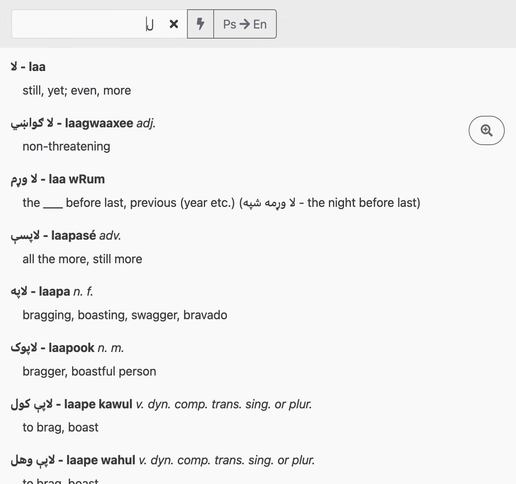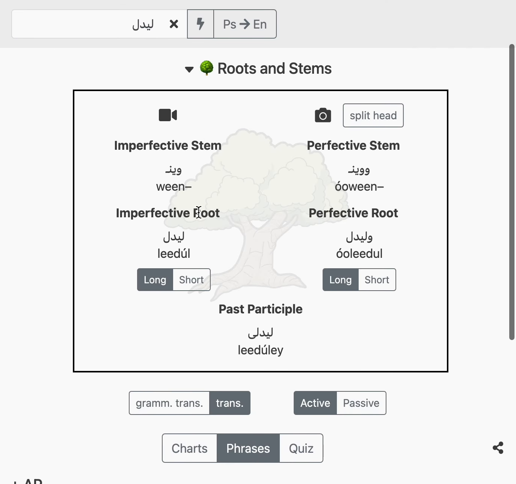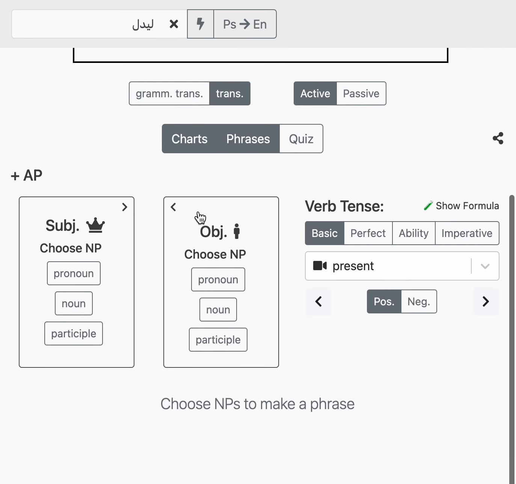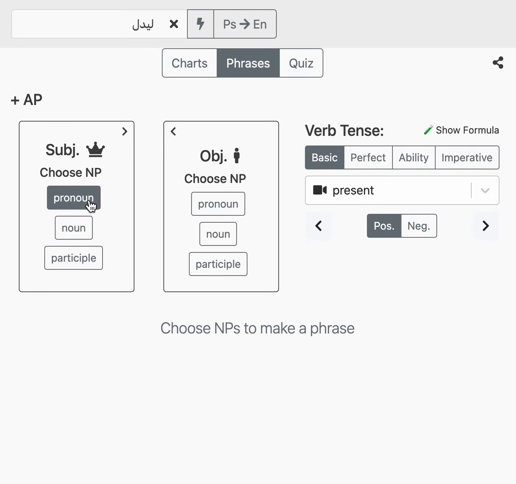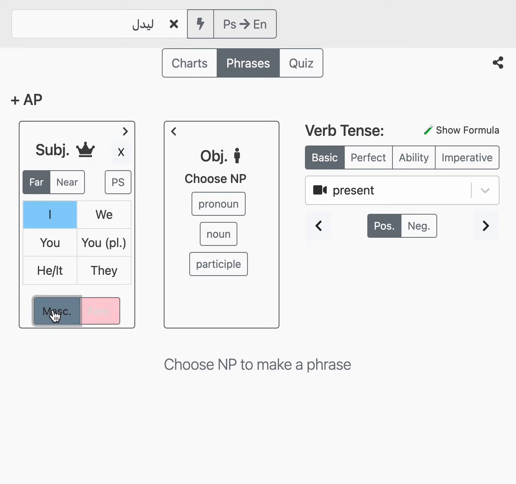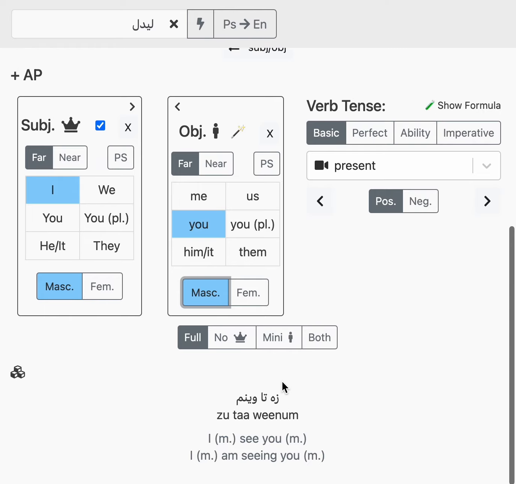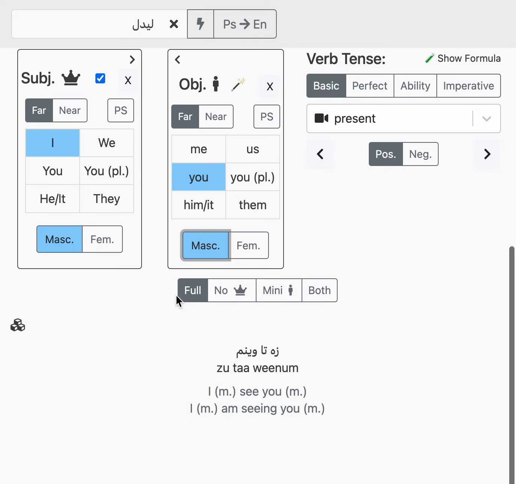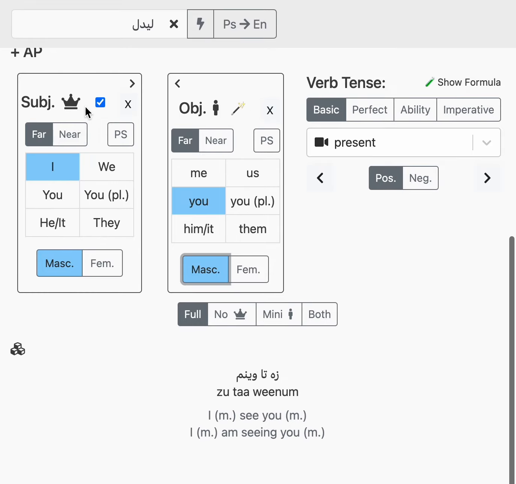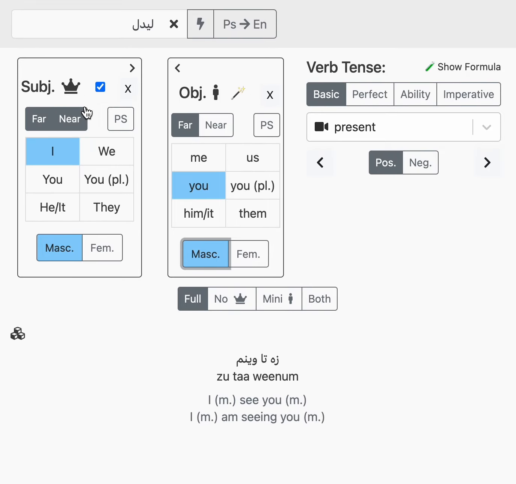So let's look at the verb to see. So here's our roots and stems, and we want to start building phrases with it. So let's build a present phrase. Let's say, I see you. Okay, Zatawinam. Let's look at the parts that we have right here. Now, remember from the previous video, this is a transitive verb in the present tense, so we're going to use that phrase structure, the non-past transitive phrase structure. That means the subject is the king, the object is the servant, and then of course the verb agrees with the king. So here's the full sentence that we have here, Zatawinam.